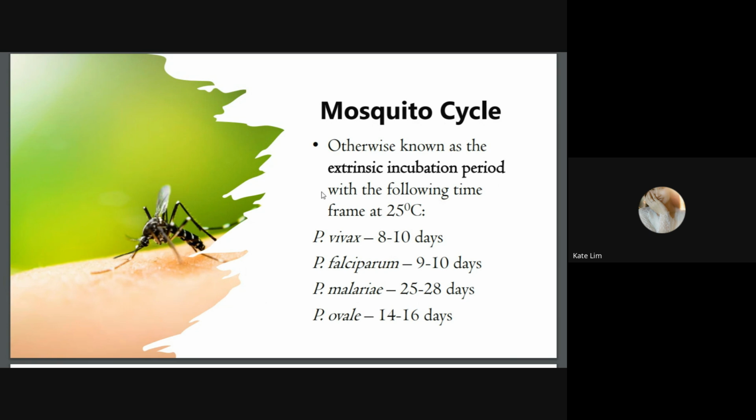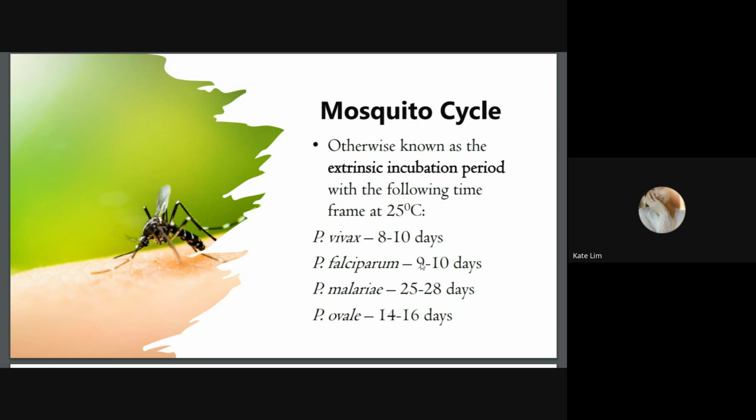Second to Plasmodium falciparum. After a mosquito ingests Plasmodium vivax from an infected human, it takes 8 to 10 days for the parasite to mature inside the mosquito. After this period, the mosquito becomes capable of transmitting the parasite, meaning the mosquito is now infectious. So that is for Plasmodium vivax. It takes 8 to 10 days for the parasite to mature inside the mosquito and become infectious.